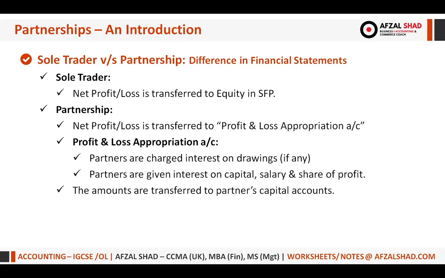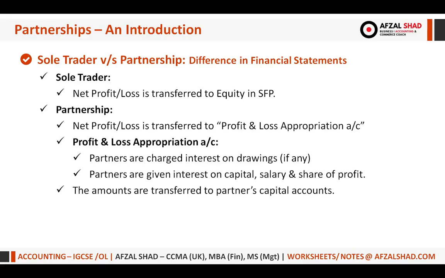So anything that is relevant to the splitting up and giving to a specific partner is dealt with in the profit and loss appropriation account. We will discuss that in detail as well. Then the amounts are transferred to the partner's capital account once they are filtered out from the profit and loss appropriation account. Remember one important thing: the net profit is going to the profit and loss appropriation account first to get it filtered and split up for the respective partners.